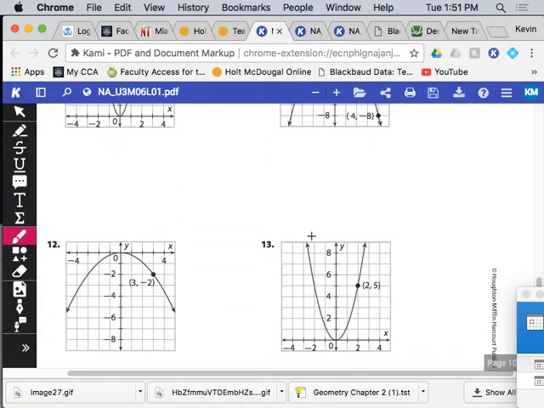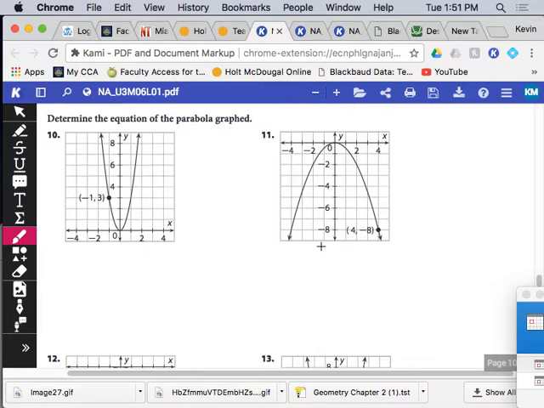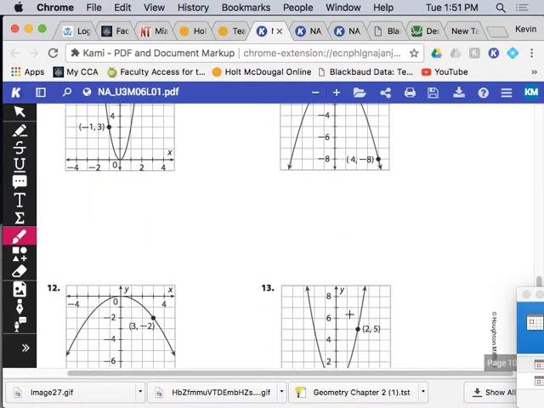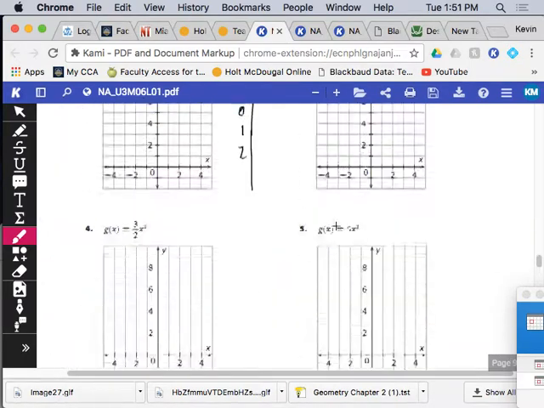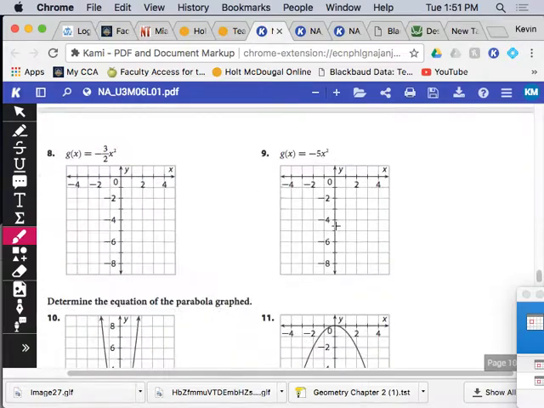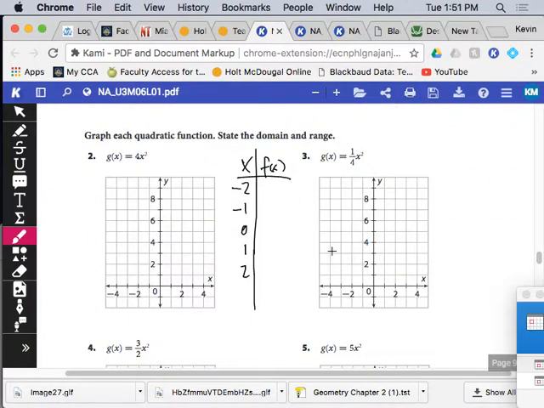Numbers 10 through 13 are like what we just did, where you're determining the function. All the vertices are at the origin, so it's all ax squared. And numbers 2 through 9, if you look, you're just graphing the function. It doesn't give you a table, but it does give you these coordinate planes. Now take a look, class. It gives you from -4 to 4, basically, or really -5 to 5.